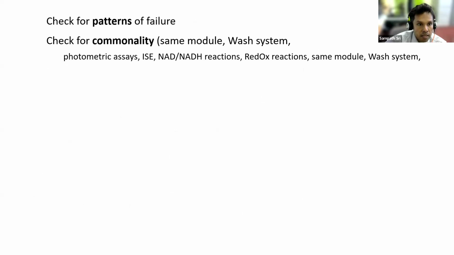We have to check whether there's any commonality between our failed QCs. Sometimes all the wrong or out of control results come from certain photometric assays. Probably all of them may be electrolyte results, or sometimes they all may use some common reaction like the NAD/NADH reaction, or sometimes they may all have a commonality like a redox reaction. So sometimes they may use the same module, same wash system, or something like that.